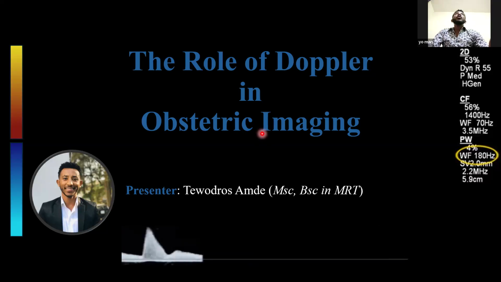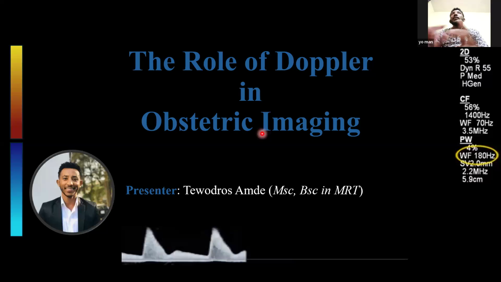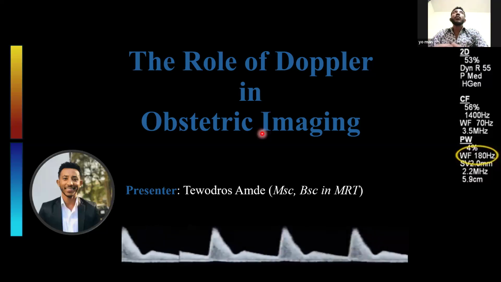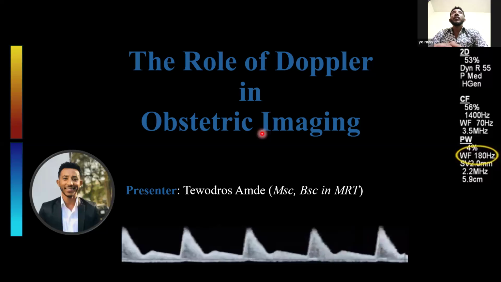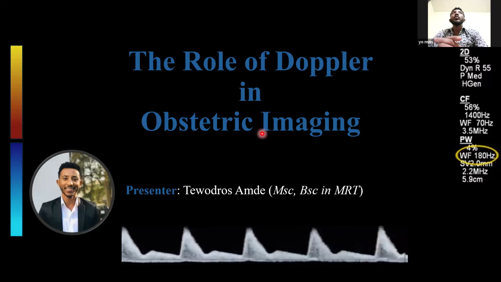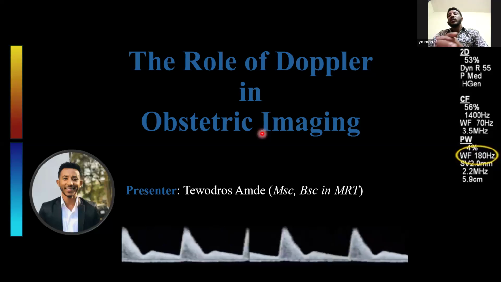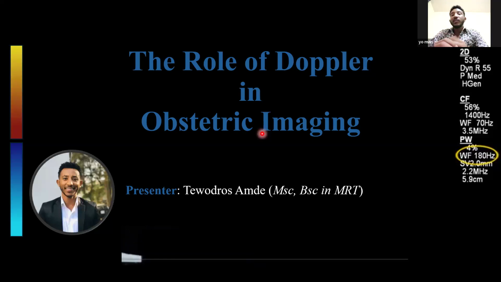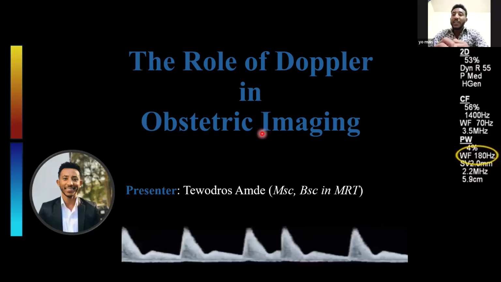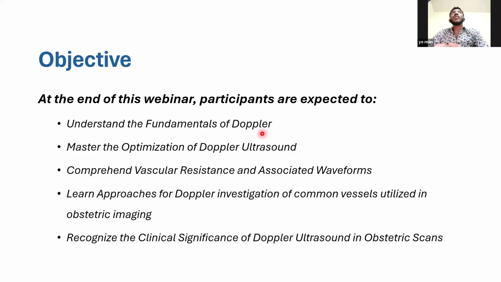Great. So when we come to Doppler ultrasound, it has different types of application in our body. There are different types of imaging modality, and Doppler ultrasound is one of the imaging modality which is used in different parts of the body. But now we are going to talk about its role and its advantage in investigating different pathologies and abnormalities in obstetrics imaging. So for today, we do have very clear objectives.